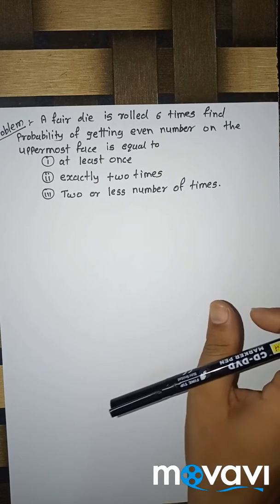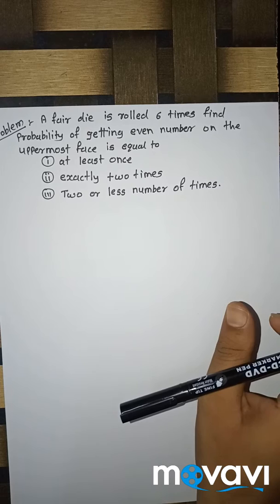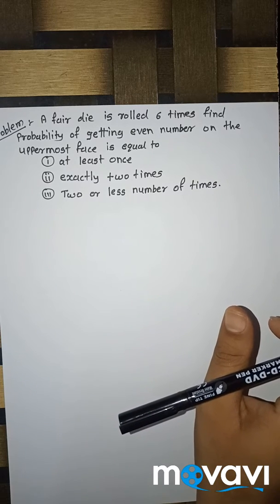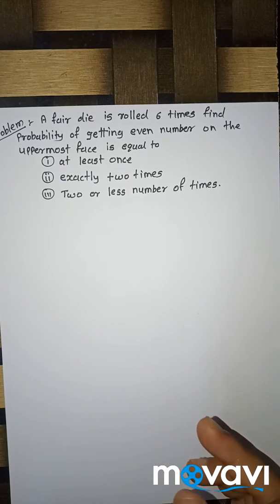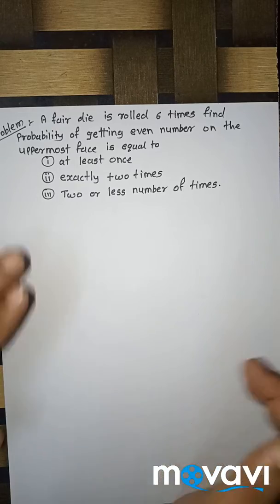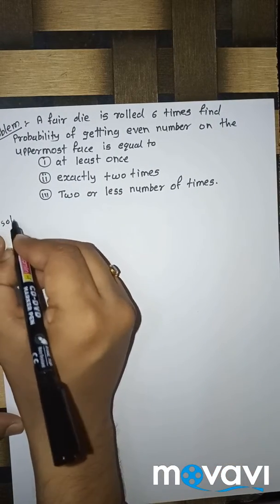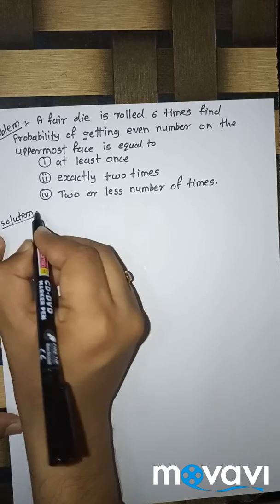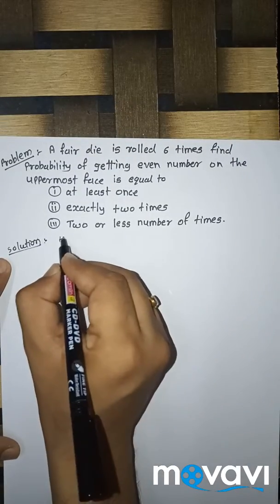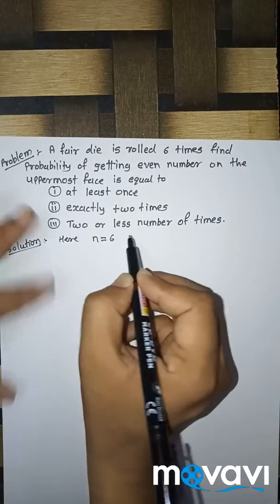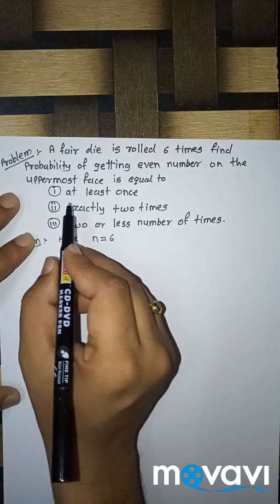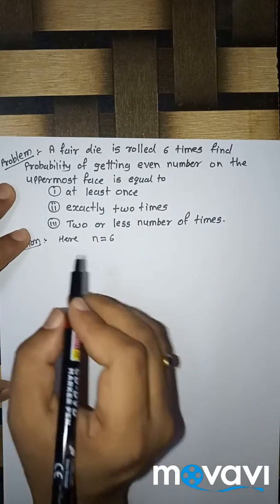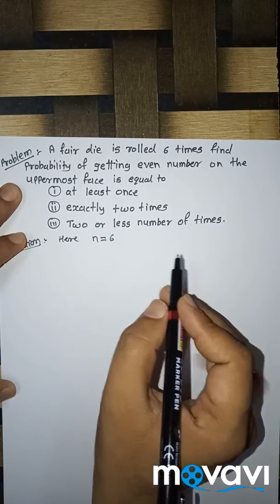Find the probability of getting an even number on the uppermost face at least once, exactly 2 times, and 2 or less number of times. Solution. Here the value of n is 6. We have to find the probability of at least one even number occurring on the uppermost face.